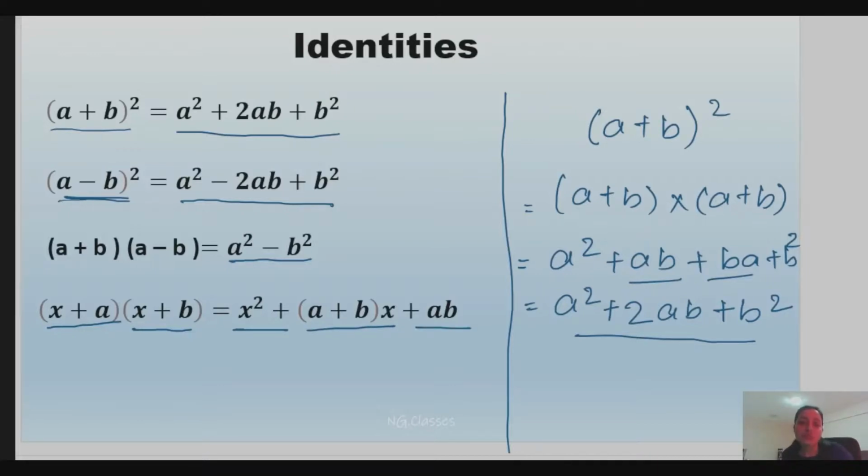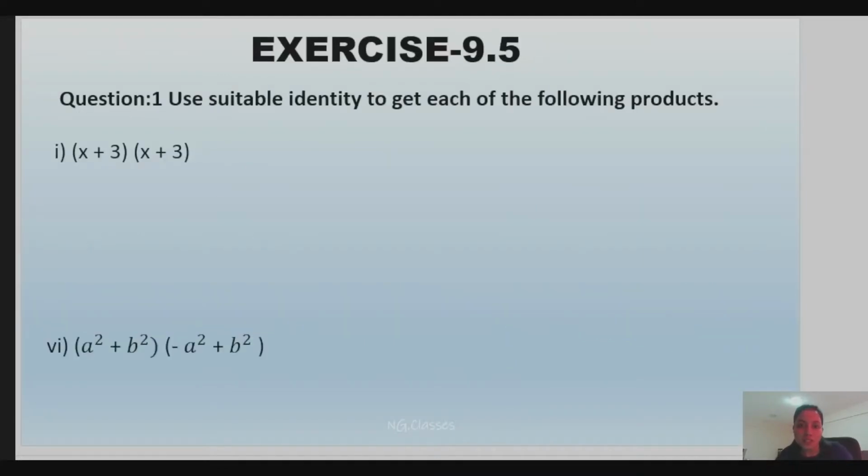Now we will solve some questions to understand it clearly. So we are having our first question as: use a suitable identity to get each of the following products. Now we have to find the product by using the identities or by using the formula. So first we have to identify the formula as well. Okay, which formula will work here, and that formula only we will apply here. So x plus 3 in one bracket and x plus 3 in another bracket. We can represent it as x plus 3 whole square.